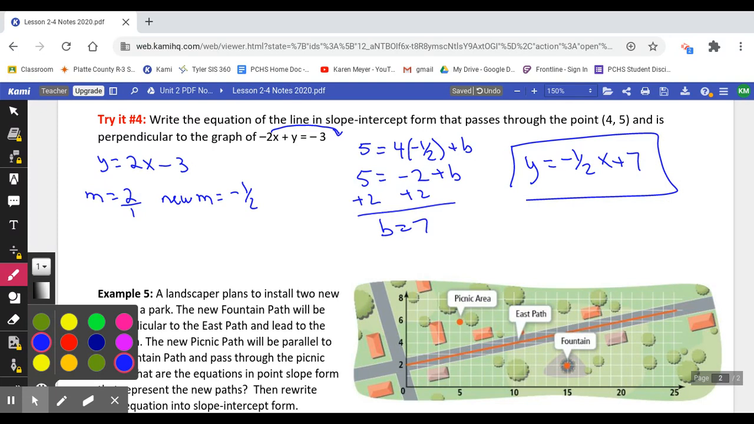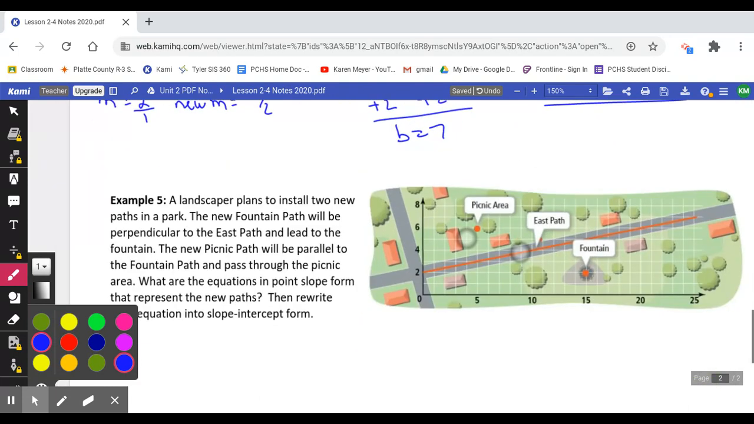And there's our answer. The last question.